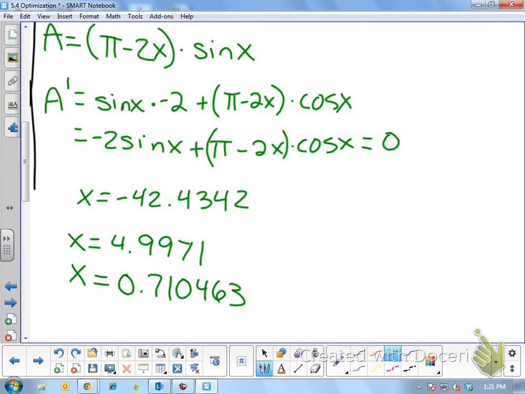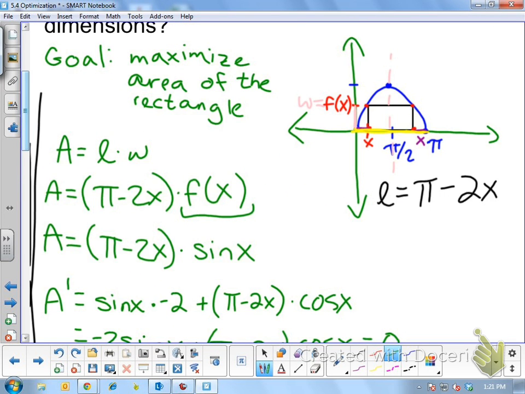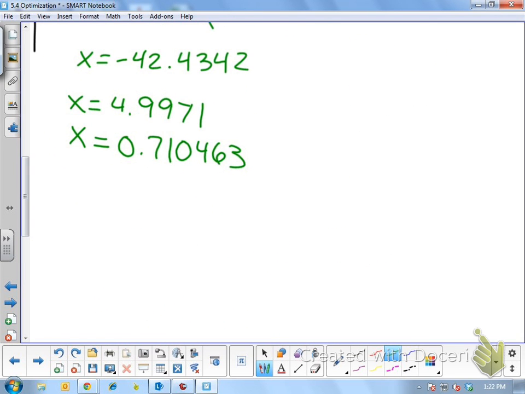So between these two, we should decide which one makes more sense. So again, let's go look at our picture and see what should we know about x. What does x have to be smaller than? Pi. And what do we know pi is? 3.14159. So, which one would have to be our answer? The 0.71. The only one that's not negative, that's less than pi. So 0.710463 is x.